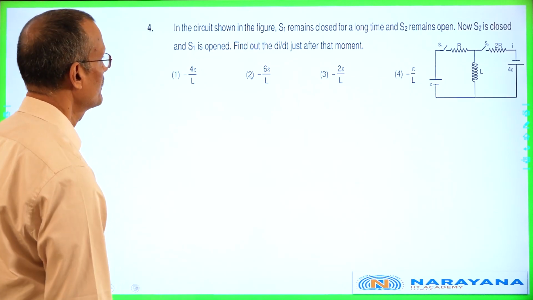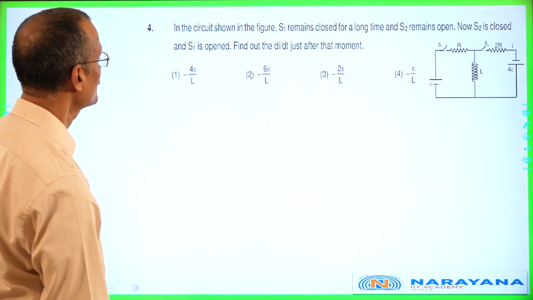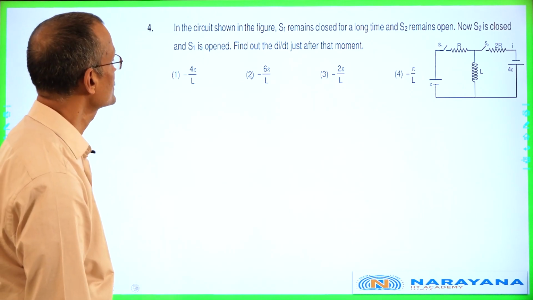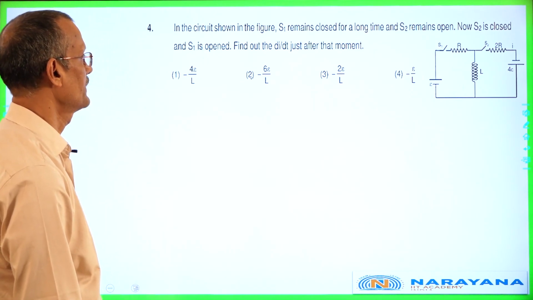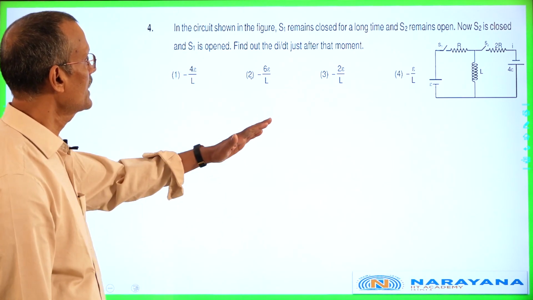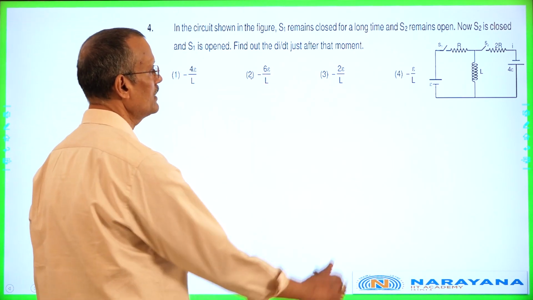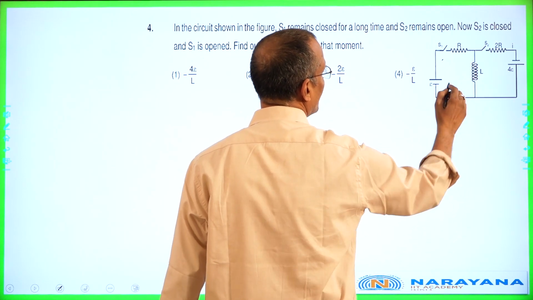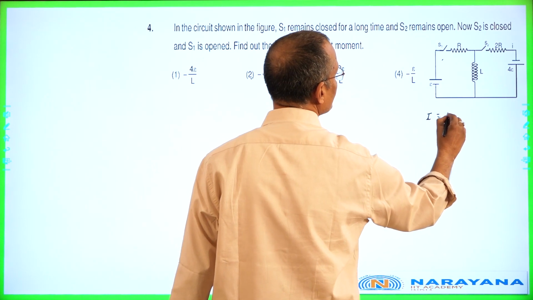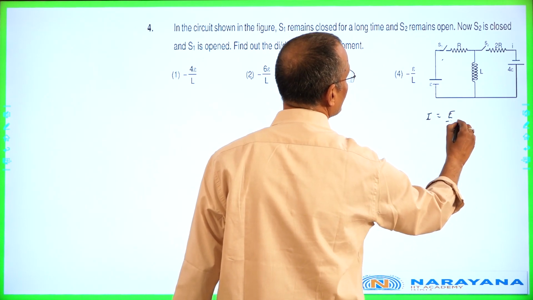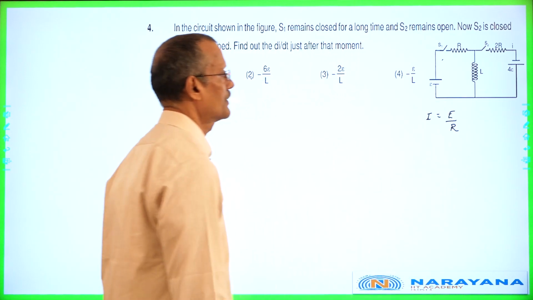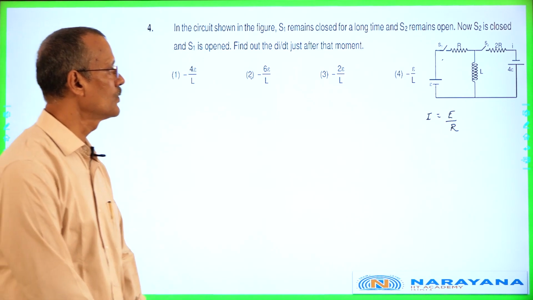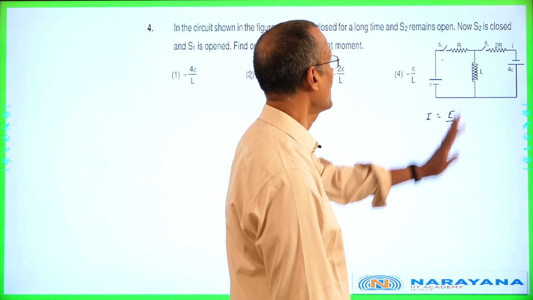I am now on number 4. In the circuit shown in the figure, S1 remains constant. S1 they are closing for a long time. If S1 is closed and S2 is kept open, then the inductor will behave like a conductor. So after a long time, the current which will flow through the inductor will be E by R. Clear to you?